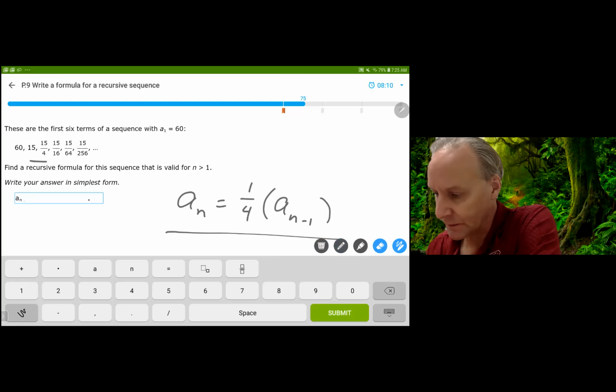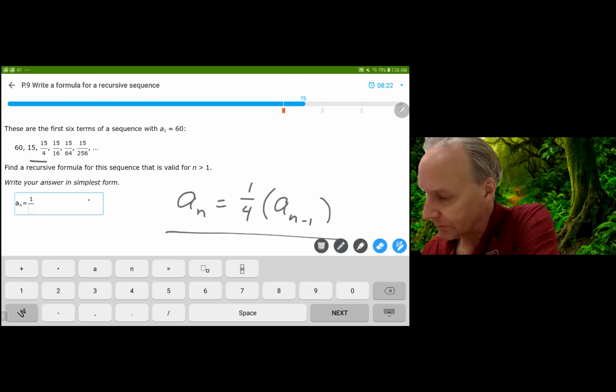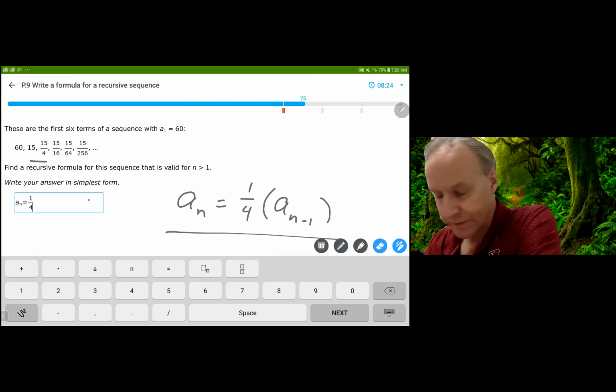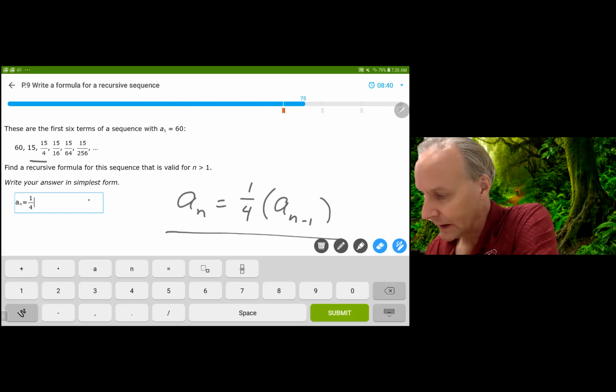Before my cursor was small. Now I have a to the n equals, now I want the 1/4, and I'm going to use the fraction bar, 1/4. I could use the division symbol, the slash, but you're probably better off making it really nice. This is a nice recursive formula. And I don't have to put the parenthesis. I could put times if I want to. I could use times, or I could just leave it as a to the n minus 1.